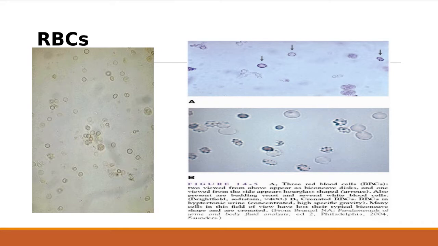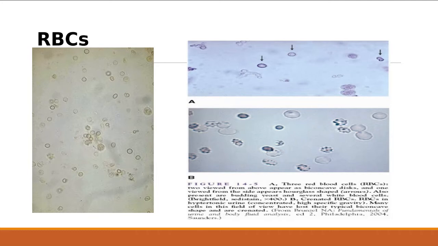Remember, red blood cells do not have a nucleus. They are refractile. They have that central pallor. They can be visible from any direction. So whether they're on top, on the side, or rolled, you should be able to see them in any direction. They can be crenated if they're in a hypertonic solution.